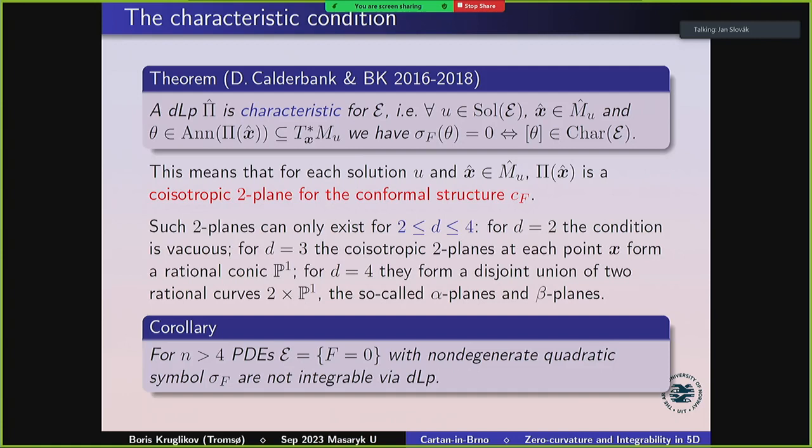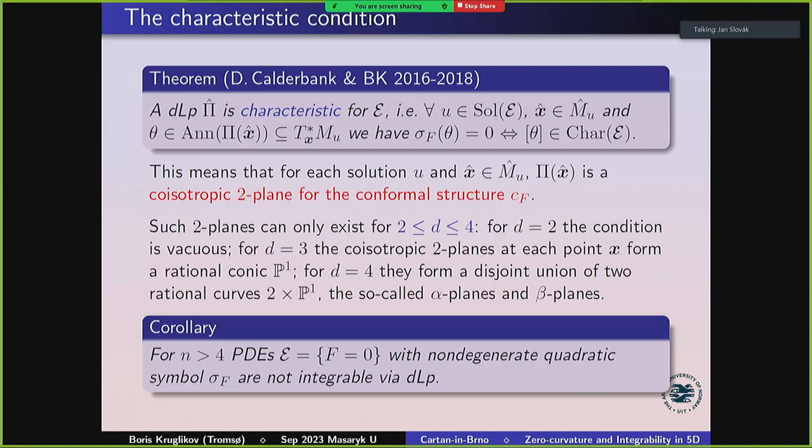And then the space of such planes is just 1p1. Okay, rational conic. For d equal to 3, they have to be totally null planes. Restriction of the metric is 0, and there is actually a space of such two-planes. There are two p1s, called alpha planes and beta planes. With the alpha and beta convention, if you change the orientation on the manifold, they swap.